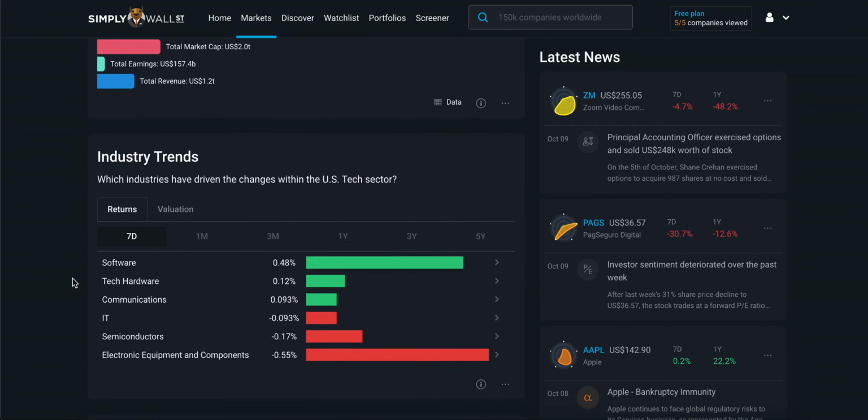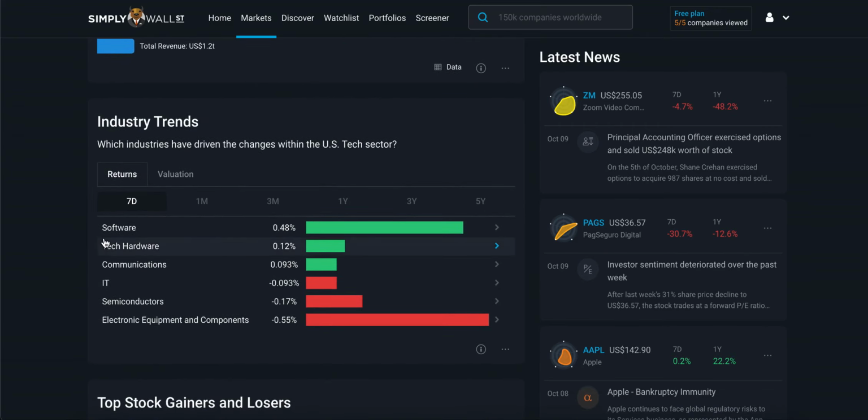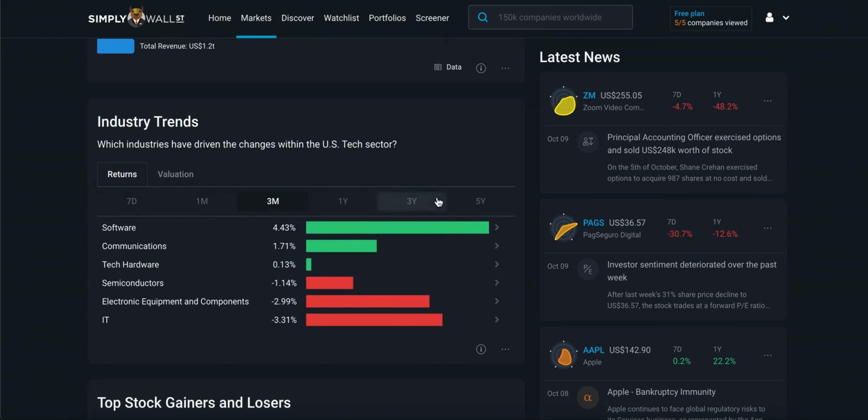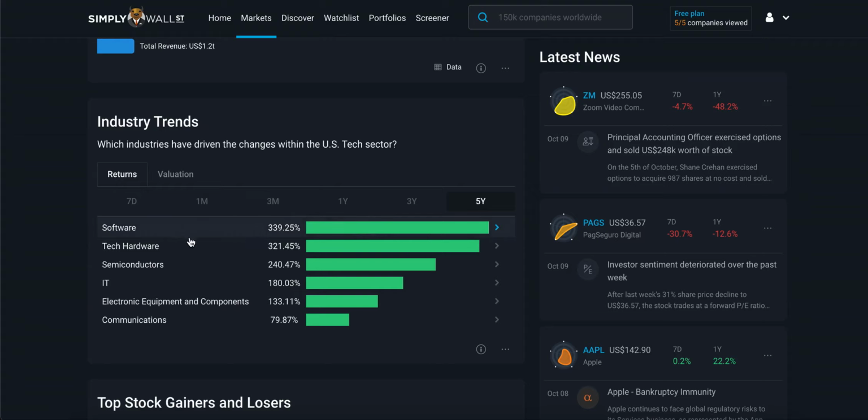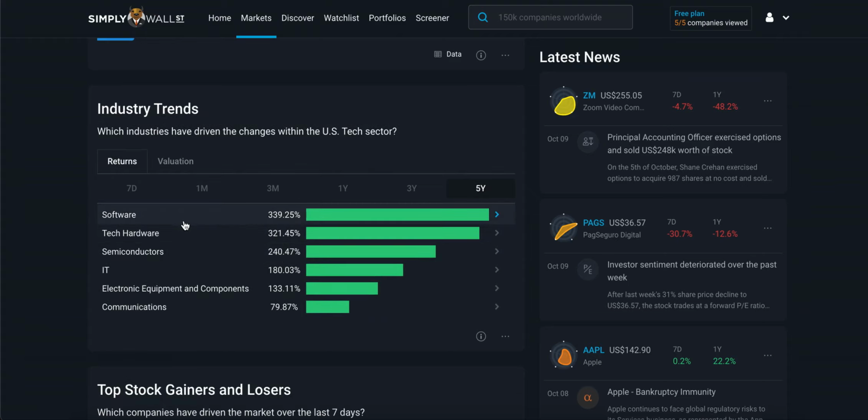If we scroll down further, we can look at the specific industries within this tech sector. Now we've got software, tech hardware, communications, IT, and such. Again, just like on the market page, we can look at the performance from 7-day all the way through to 5-year for these different industries within the sector. And we can see over the last 5 years, they've all done actually incredibly well. And let's just say you were looking at this tech sector and you wanted to look further into the software sector since it's had such a good 5-year performance.